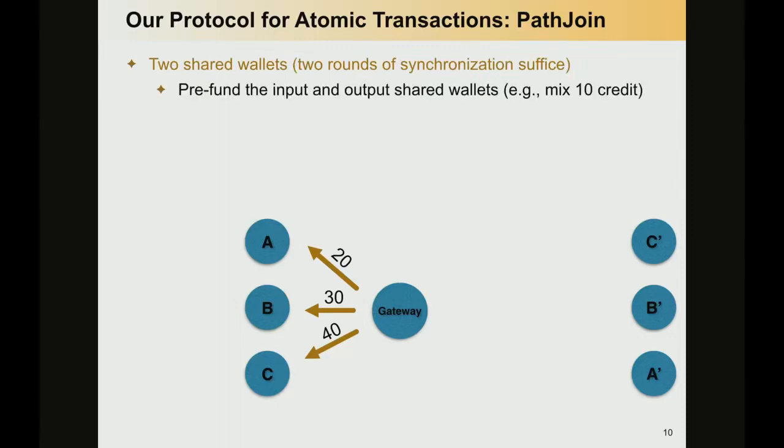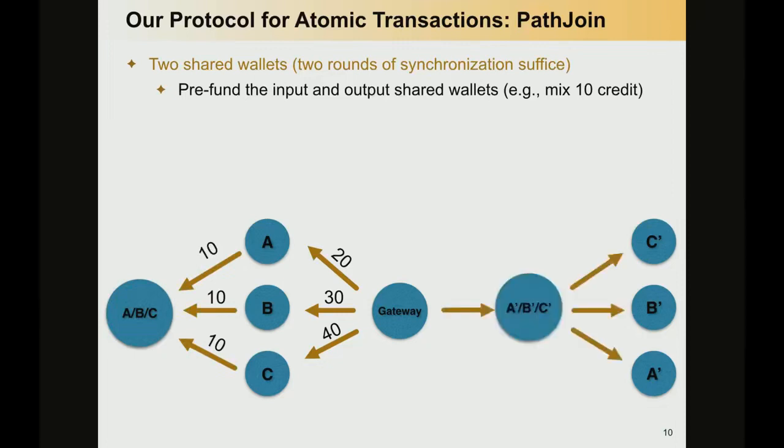In the first one, we create the 2 shared wallets and we pre-fund them already. So imagine an example in which we want to mix 10 credits. We will first create the input share wallet and pre-fund it with 10 credits from each of the input wallets. Then we will create the output share wallet and connect it like depicted here. And we will pre-fund already each of the output wallets in the system.